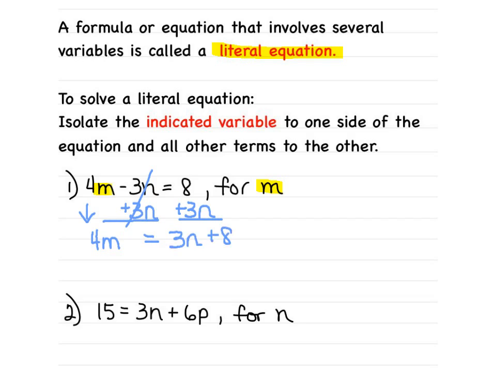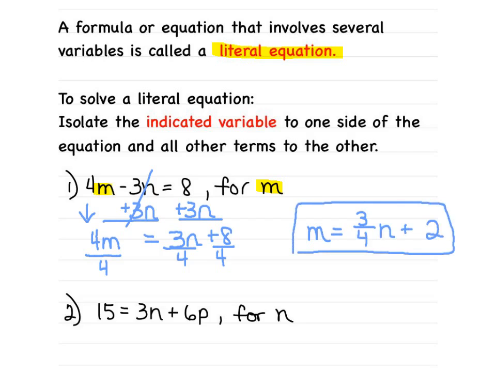All right, so m is the variable we want to isolate. M is not alone yet. We need to do the inverse of that multiplication. So let's divide by 4. Whatever you do to one side of the equation, you will do to the other. Okay, let me write it this way. I think this will help. When you divide an expression by a number, you divide each of the terms by that number. Okay, so m equals 3/4 n plus 2. And that's your answer.